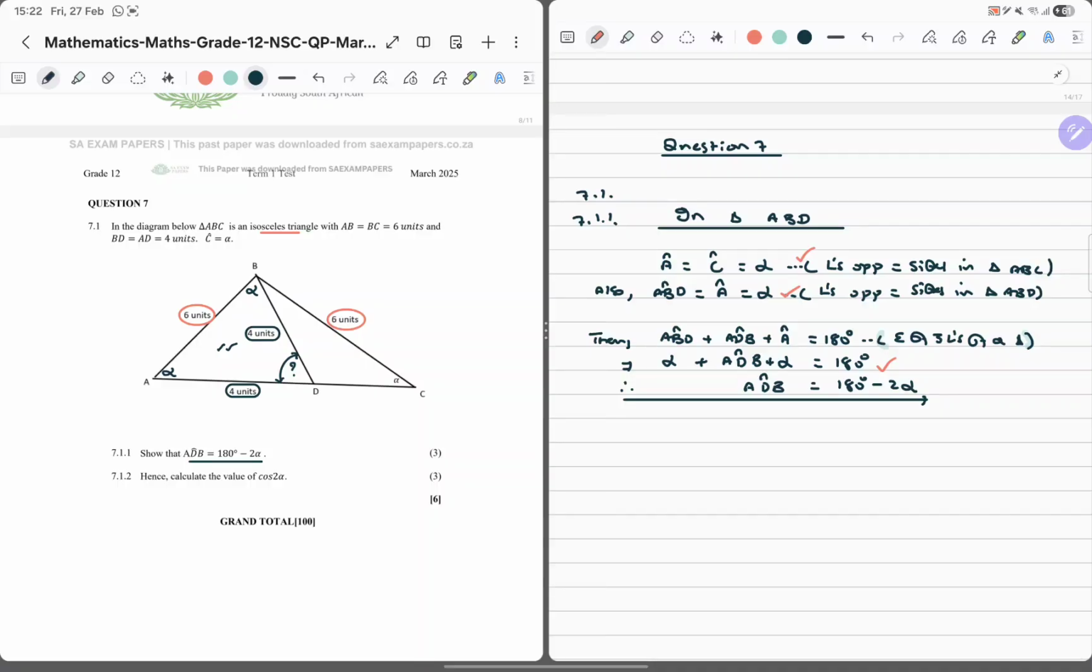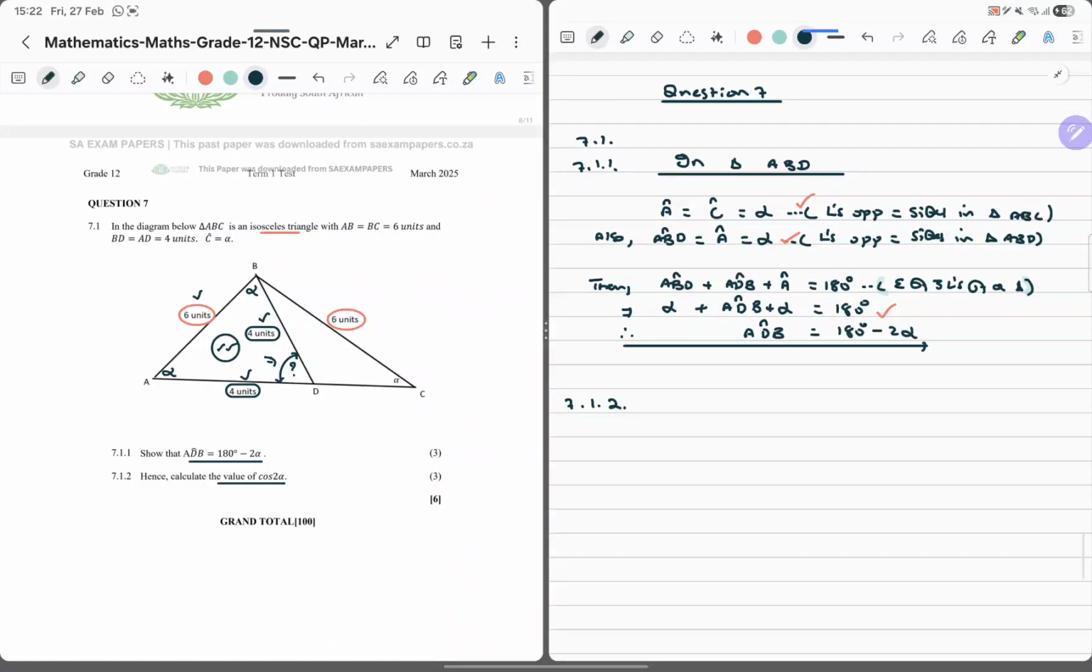All right, now let's do 7.1.2. It says calculate the value of cos 2 alpha. Okay, now which triangle do we know a lot about? It's still the same triangle over here because we've got this side, we've got this side, and we've got this side. Now we have the angle. So the cosine rule kicks in here.